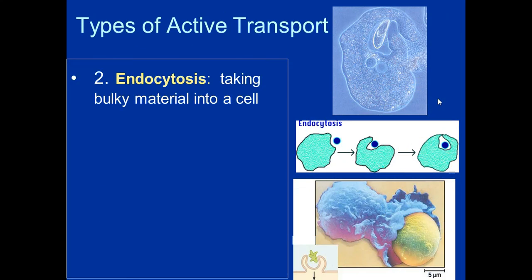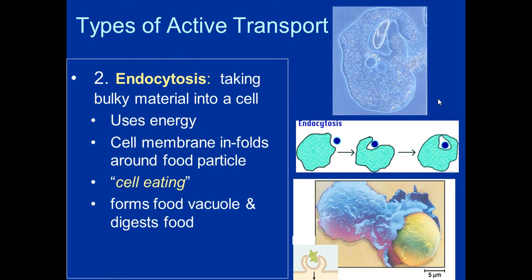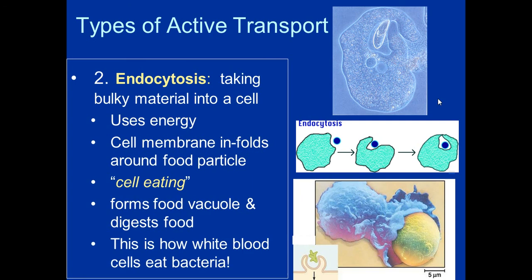Another type of active transport is endocytosis. This means taking bulky material into a cell. It's kind of like it eats it. It uses energy, and the cell membrane actually folds around a food particle and then opens up on the inside, allowing that particle to be inside the cell. It's also known as cell eating. This forms a food vacuole and digests food. This is how white blood cells eat the bacteria that get into our bodies.